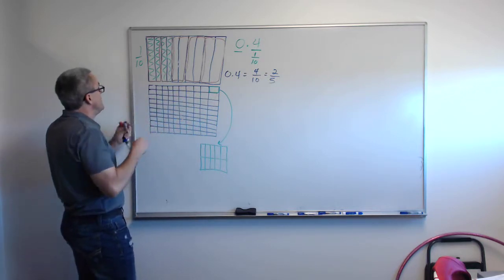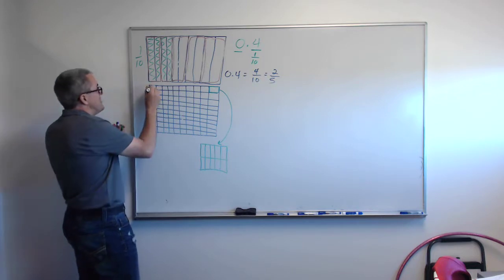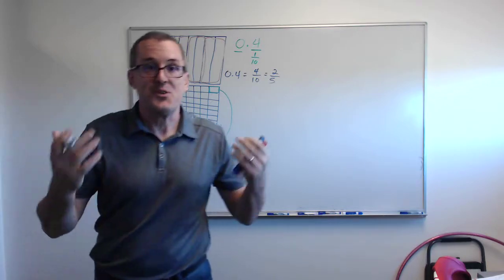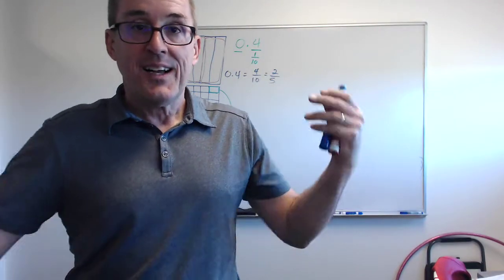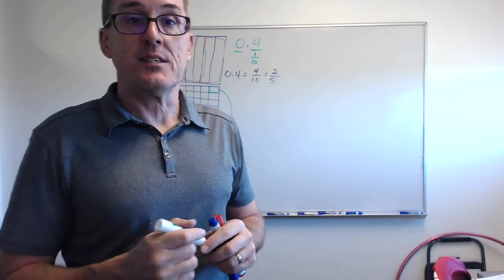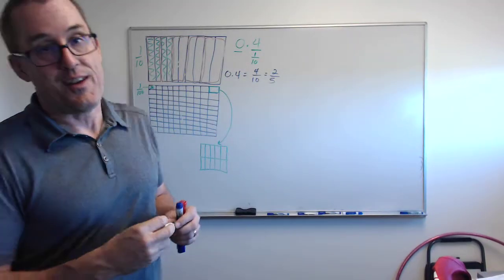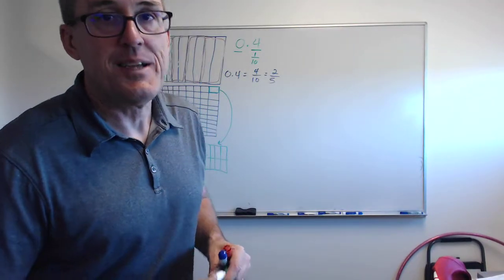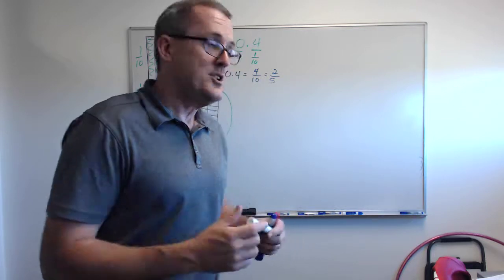So each one of these is a 1/100th, because that's what a 1/100th is. You take a whole, cut it up into 100 equal pieces, use your imagination that those are indeed equal. You cut it up into 100 equal pieces, each piece is called a 1/100th.